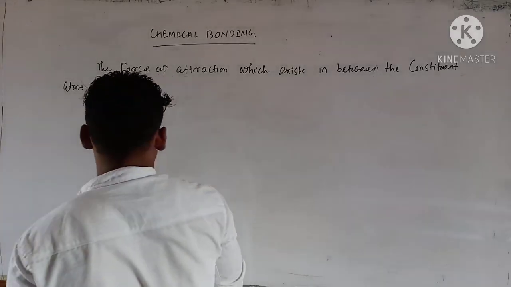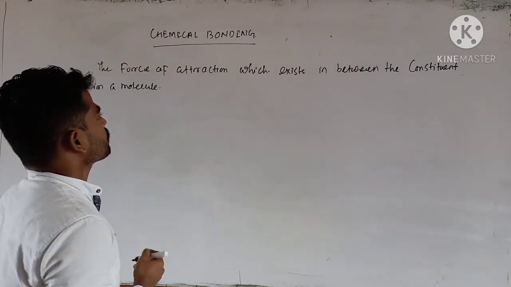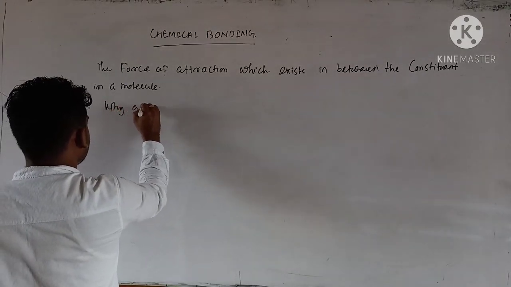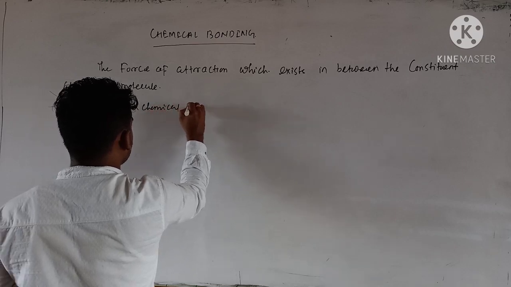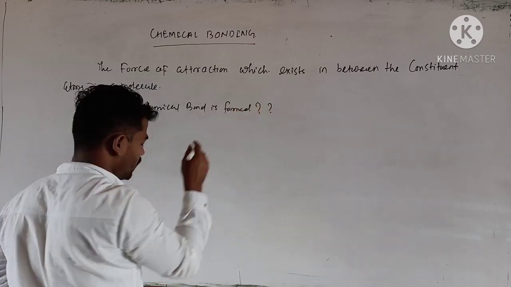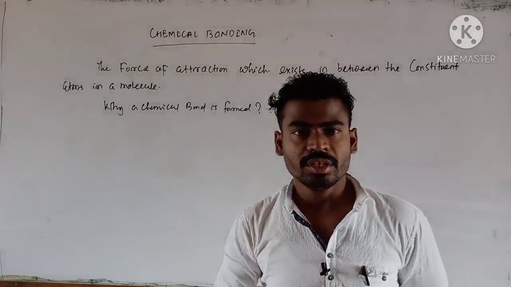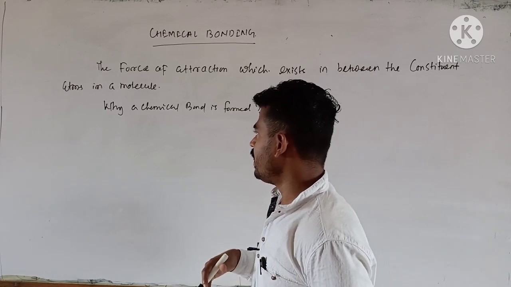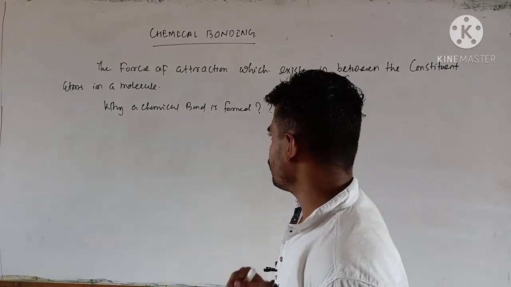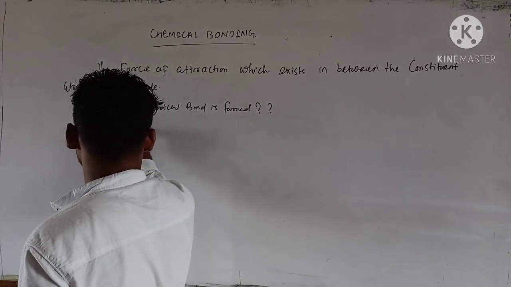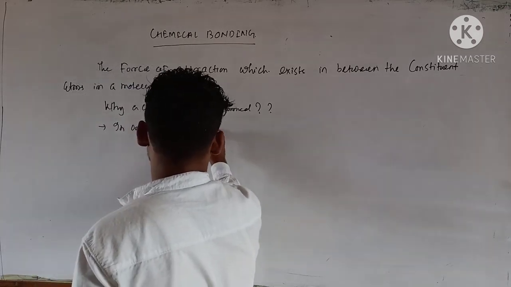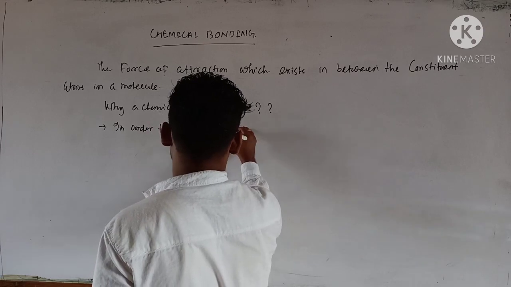Next, if I consider particularly why a chemical bond is formed. Just as I have told you, every atom needs to stabilize by acquiring 8 electrons in its valence shell. So that is, you can say, in order to get octet configuration.